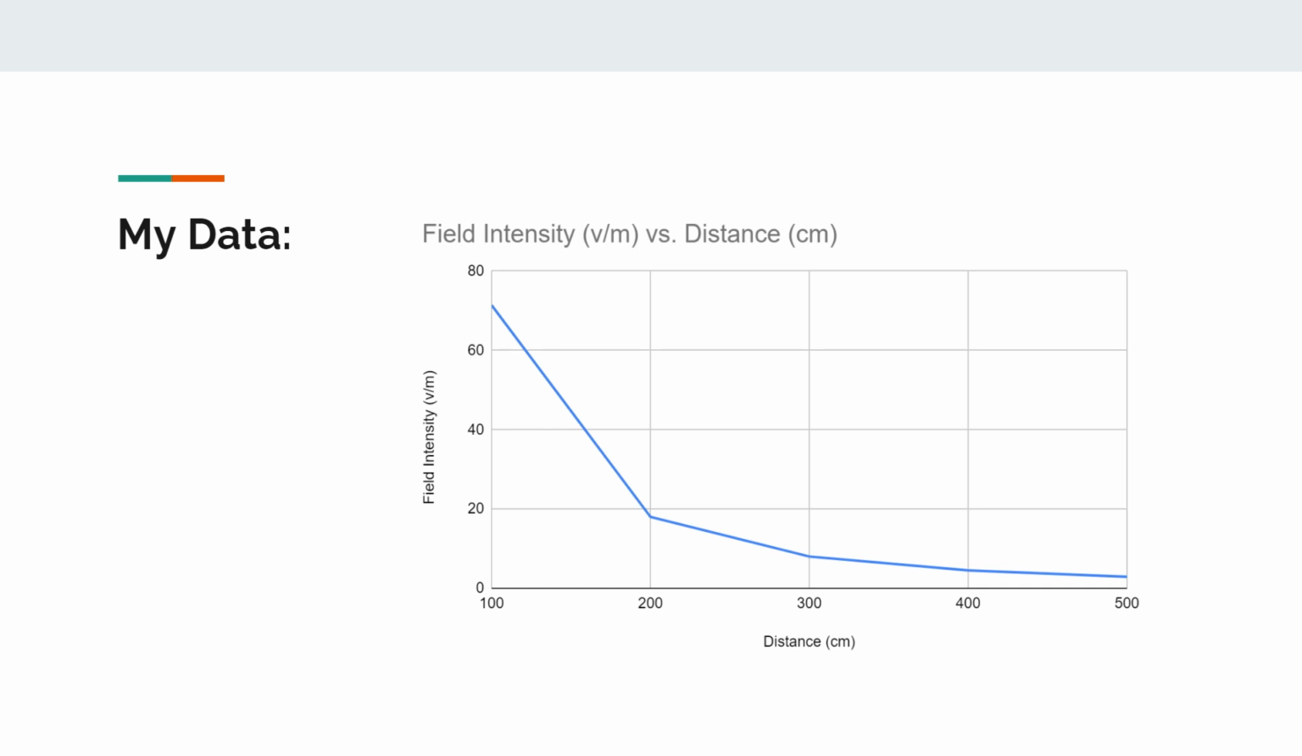further and further away. And I was indeed correct. As you can see at the beginning, when they're only 100 centimeters away.